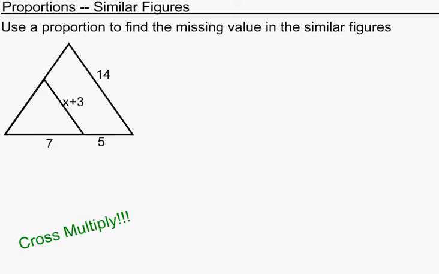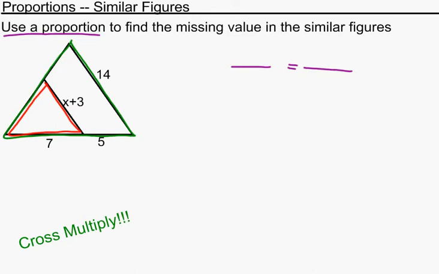When we're presented with a similar figure problem, we're going to solve it with a proportion because similar figures are proportionally equal and because the directions say use a proportion. So when I go to set up my proportion, I do fraction equals fraction, and I figure out how I'm going to be consistent with these two figures. What I'm really looking at is this smaller triangle right here versus this larger triangle right here.